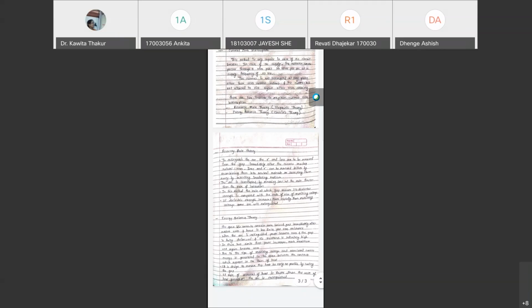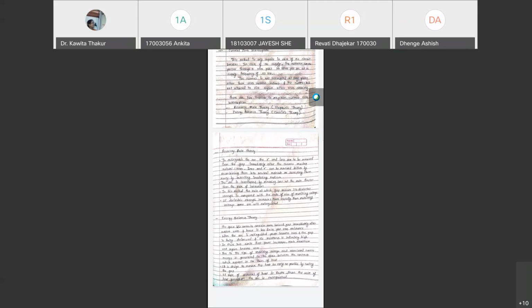Next is the energy balance theory. In this theory, the space between the contacts contains some ionized gases immediately after current zero, and hence it has finite post-zero resistance. When the arc is extinguished, power becomes zero, and the gap is fully deionized, and its resistance is infinitely high. Between these two limits, power first increases, reaches its maximum value, and then again becomes zero.